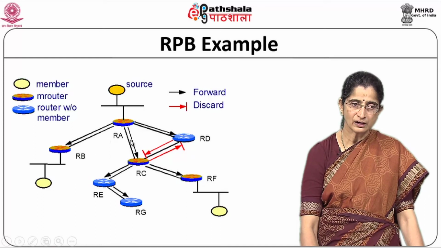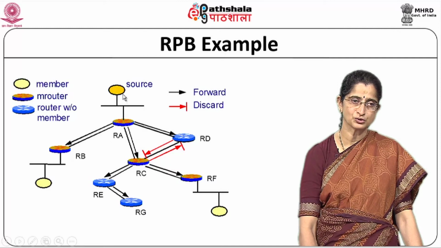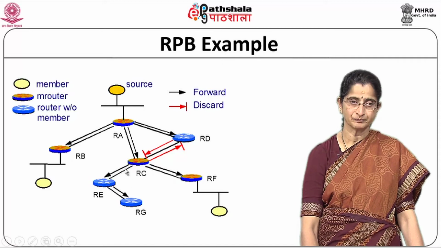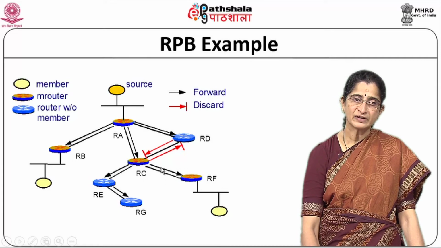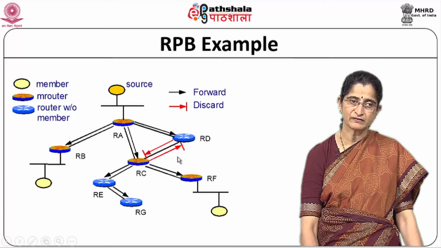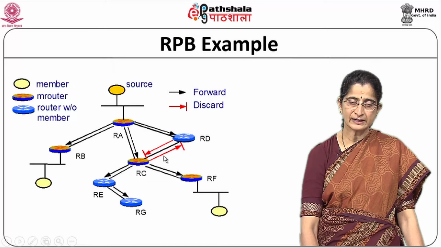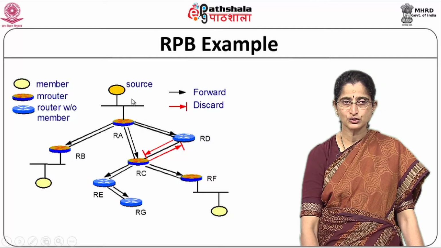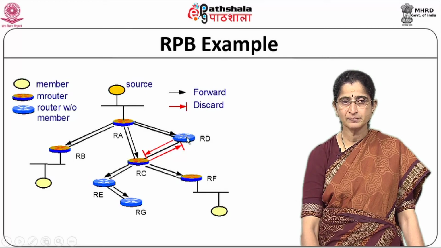Okay. Now, when RC receives a packet on this particular interface, you can see that this is its path to the source. So, it will take it from here and forward it on the other 3 links, that is, towards RE, RD and RF. But when RD receives this packet from RC, it will discard that packet. Why will it discard the packet? That is because this packet is not coming on an interface through which a packet meant for the source would actually go. So, remember, RA is the shortest path from RD to the source.